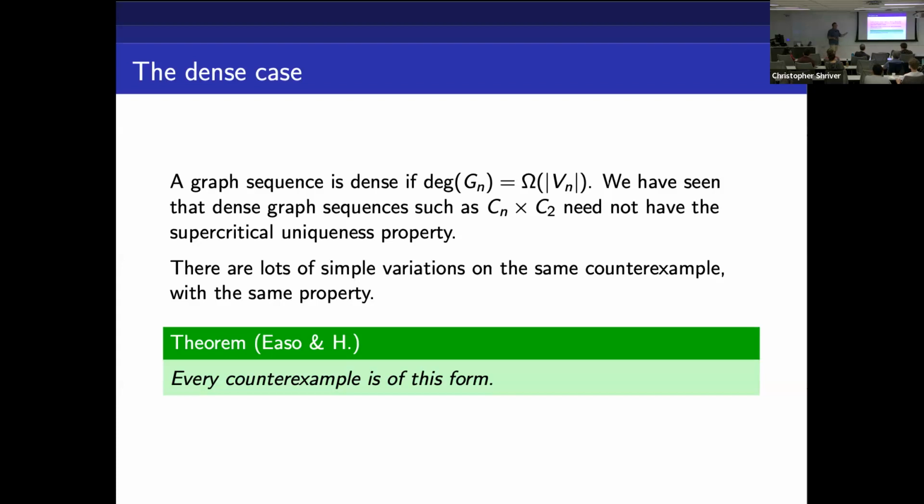You can do lots of variations on the same construction, where basically you take some bounded number of dense pieces and then connect them together by some linear size number of edges. Any example like this is a counterexample. But the remarkable thing is that we can say very precisely that these are the only counterexamples that exist. These are the only ways you get non-uniqueness of the giant cluster in the supercritical regime.